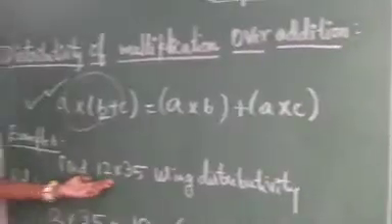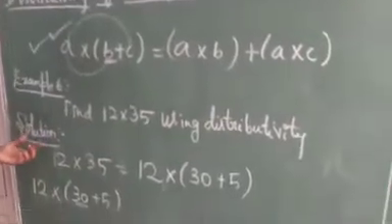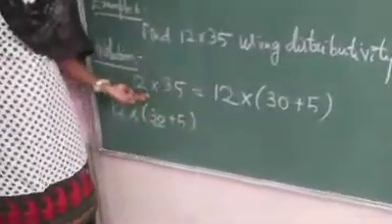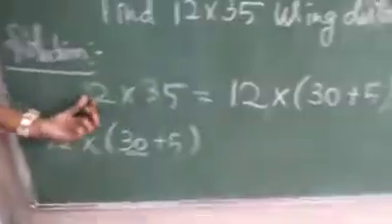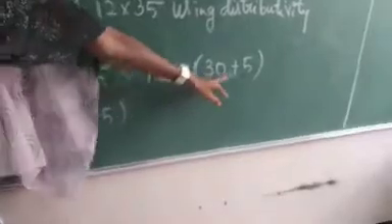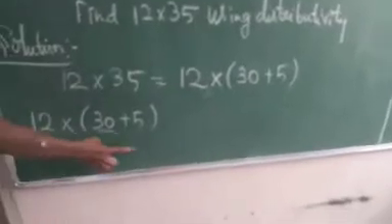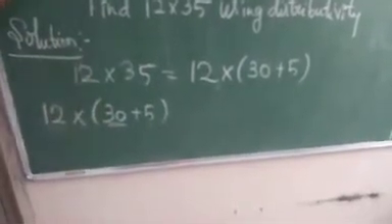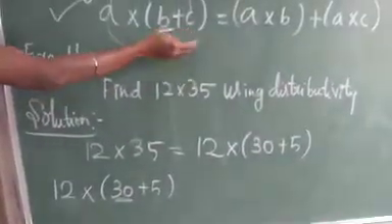Do you understand how we solve this 12 into 35 by using the distributive property? First you split any one number. You can split 12 also, like 4 into 3, but it is easier to split 35. That means here I have split 35 as 30 plus 5. So first you bring the question into the general form. Which is the general form here? A into B plus C is the general form.